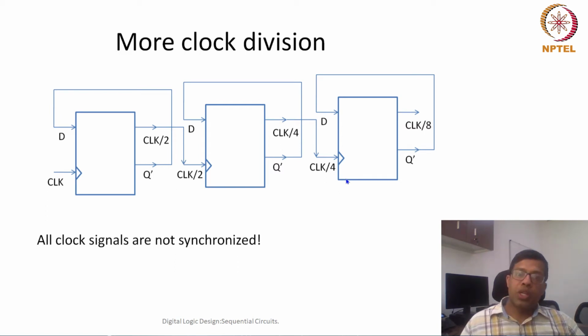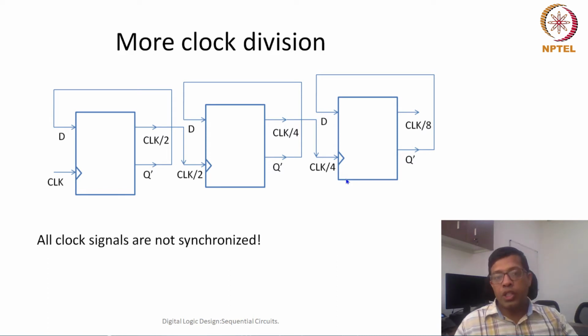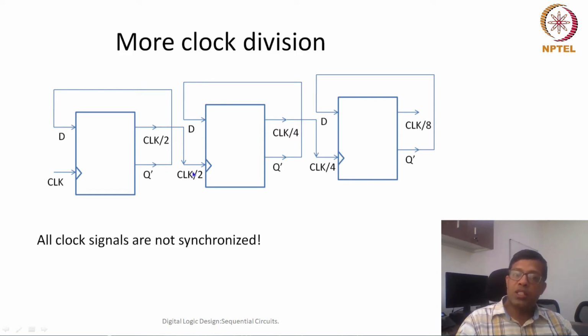But there is one major bottleneck or major issue with this particular clock divider circuit: all the generated clocks, for example this clock, this clock, this clock, are not synchronized. That means all these clocks will not be going from low to high at the same time. And you remember that the reason we are using a clock is because we would like to have a synchronous circuit. Because we would like to have synchronous circuits, all the clock transitions should happen at the same time.